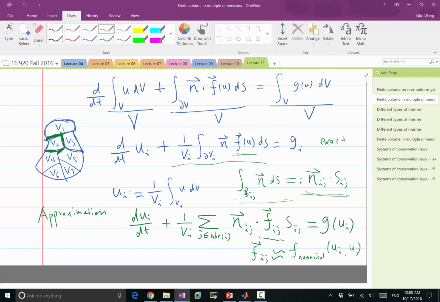Yes? What do you mean by a non-trivial boundary? A non-trivial boundary is a boundary that has length more than 0. So it's not a point. It's not a point, yes. So for example, if you have a grid like that, this and this are neighbors, but this and this are not called neighbors.